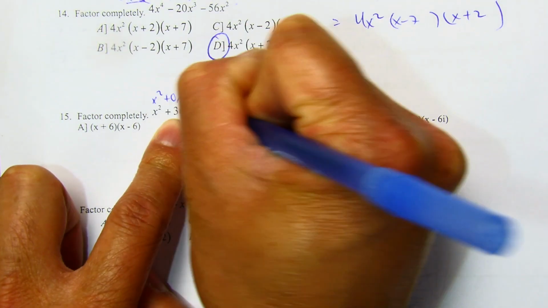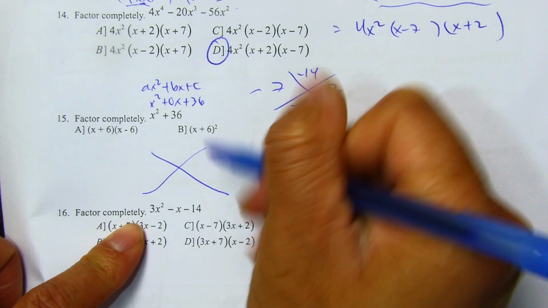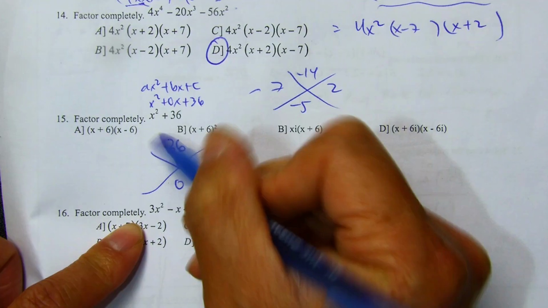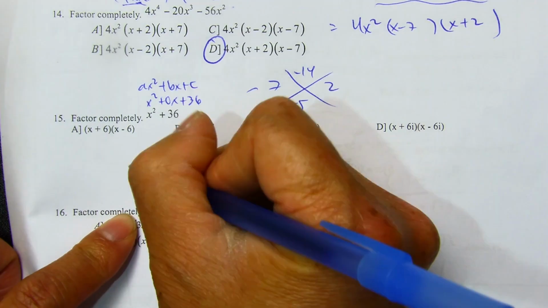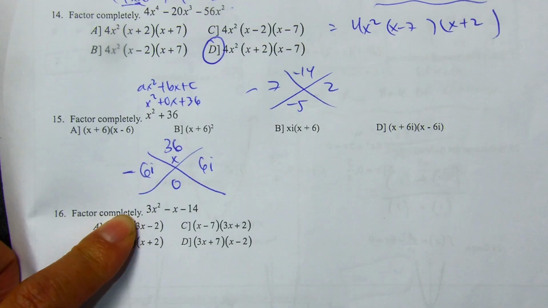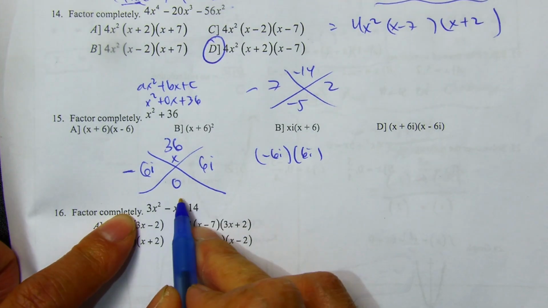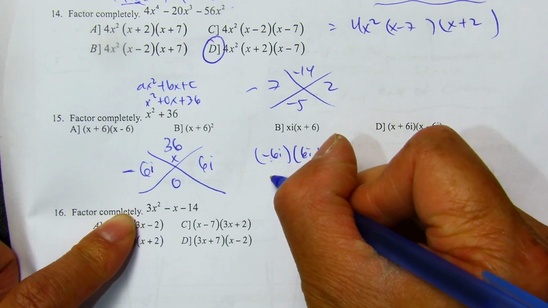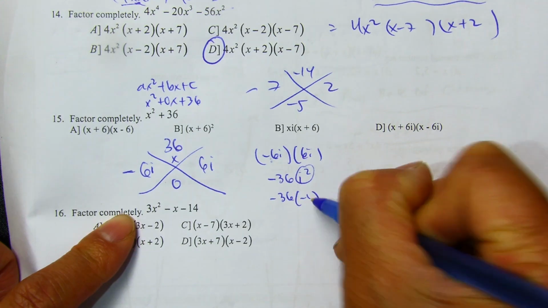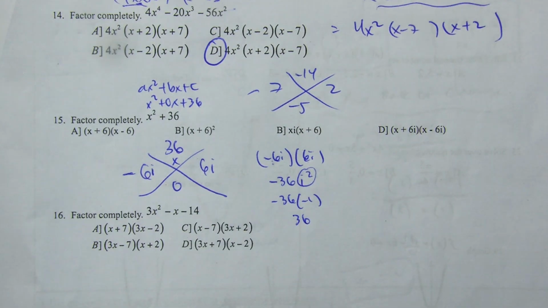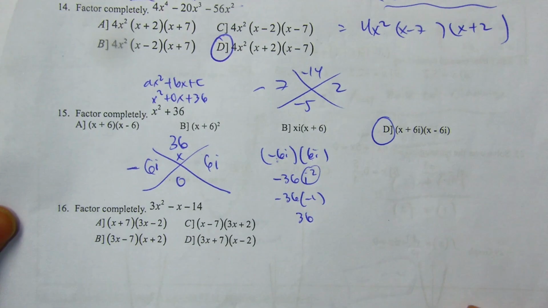Okay, this one has x squared plus 0x plus 36. A times c is 36, b value is 0. Notice that these two numbers can multiply to 36, but do not add to 0, so you can make it negative 6i and a positive 6i. Why? Because if you expand those and multiply, you'll get negative 36i squared. i squared is negative 1. That becomes a positive 36. So if you put it in your box, you'll get that.